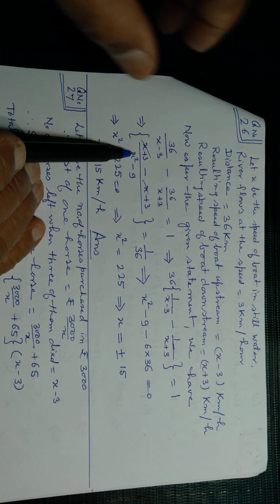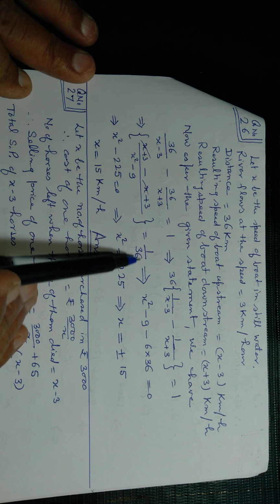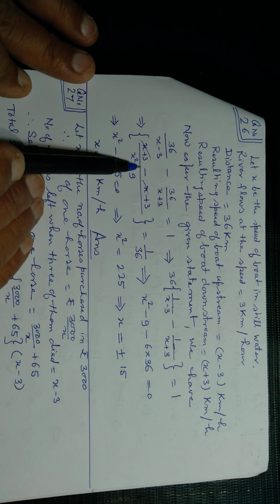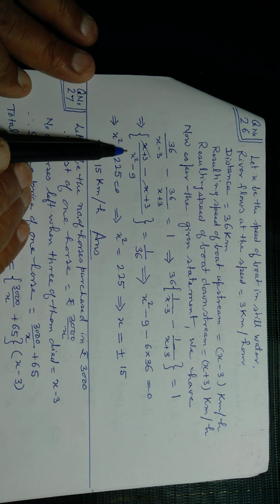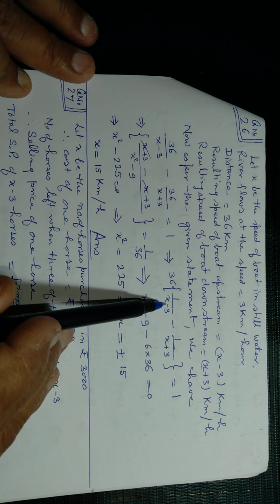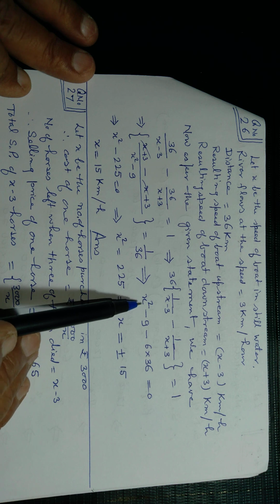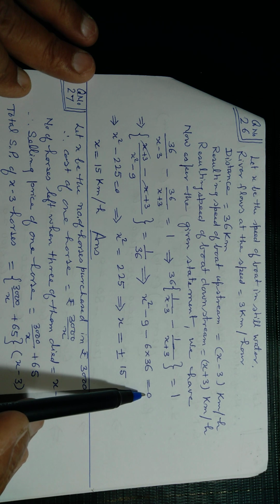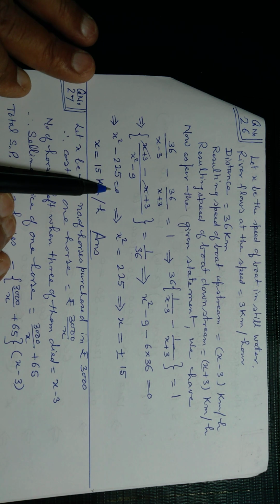Now further solve it. Here 36 will come here, 1 upon 36 it will become. Now x plus 3 minus x plus 3, x and x will be cancelled. Here x square minus 9, because if you multiply you will get x square minus 9. So x square minus 9 minus 6 into 36 is equal to 0. So x square minus 225 is equal to 0.